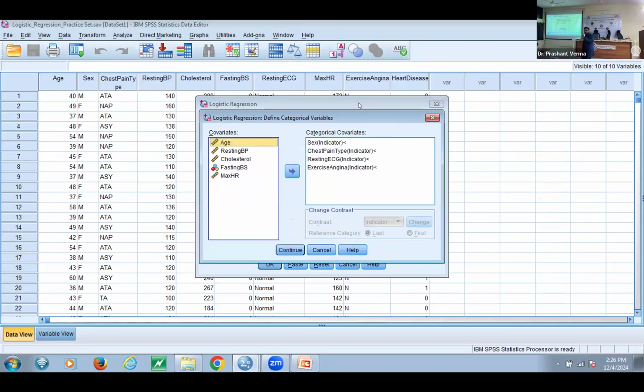One important thing: if any identification type of variable is there in your data set, like serial number, unique ID, primary key, or identification number, don't put it in the model. It will distort your model and give you 100% accuracy. It's an overfitting case. So don't put any identification type of variable in your model, like serial numbers and IDs.